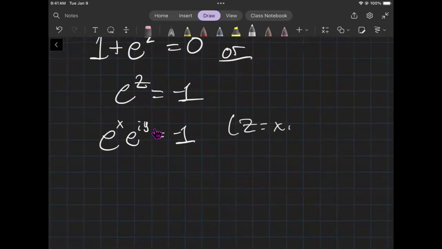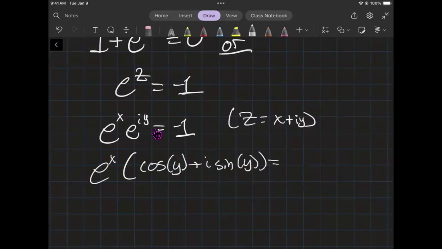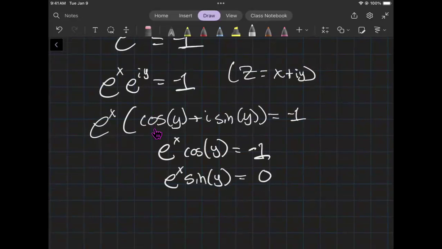If z equals a real and imaginary component, x plus iy, so we'll have e to the x times cosine y plus i times sine y equals -1, right? So e to the x cosine y equals -1, right? And then e to the x times sine y has to be 0. Okay. Well, e to the x is not 0, right? So what that means is that sine of y has to be 0.